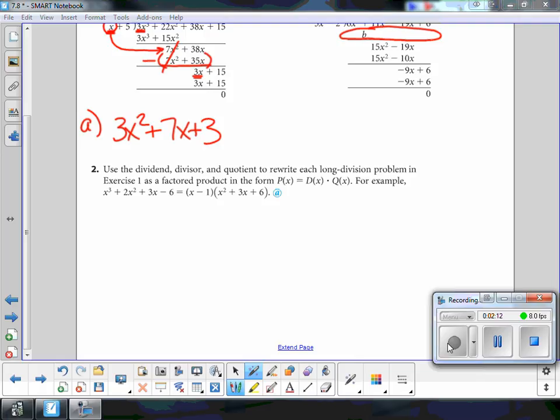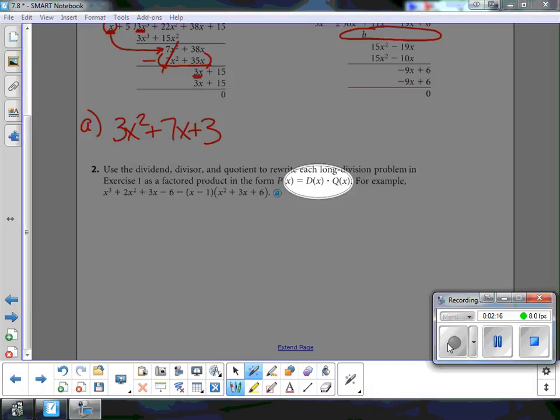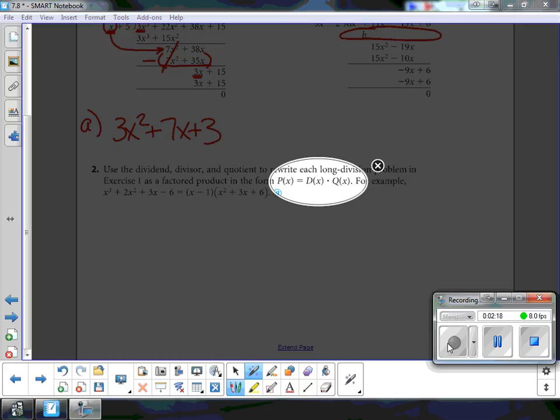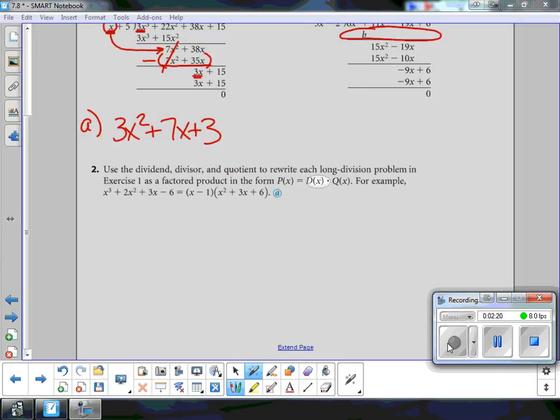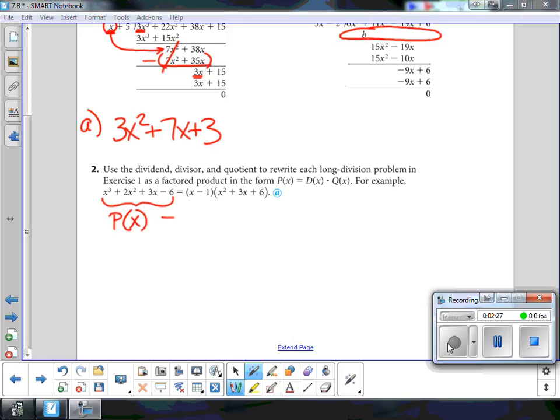Now for problem 2, for some classes we didn't get to this whole concept of p of x equals d of x times q of x. They're basically just asking you to take a polynomial that they're calling p of x. P stands for polynomial. And you break it up into d of x, which would be the divisor in the long division, times q of x, and q stands for the quotient in the long division. So I'll do 2a and let you guys do 2b.